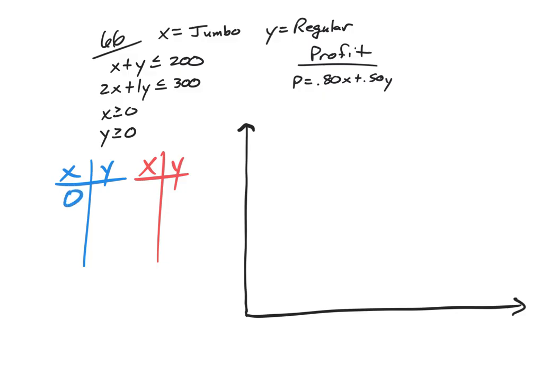Okay, for the first inequality, it's kind of like the one we did earlier. Because these are just x and y and there's no coefficients there, then my two intercepts are going to be at 200. For the second one, if I plug 0 in for x right here, my y-intercept would be 300. If I put 0 in for y, cover this up, 300 divided by 2 would be 150.